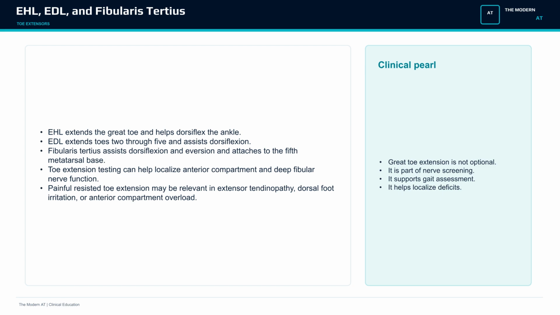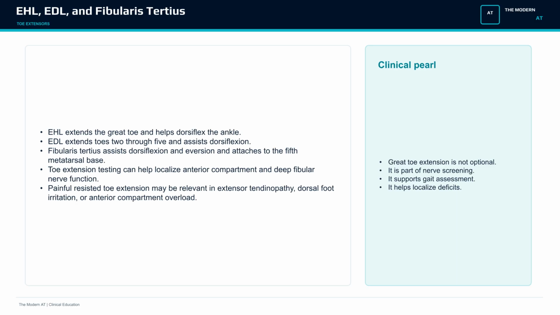EHL, EDL, and fibularis tertius are smaller muscles, but they matter. EHL extends the great toe and helps dorsiflex the ankle. EDL extends toes 2 through 5 and assists dorsiflexion. Fibularis tertius assists dorsiflexion and eversion. These actions are important during gait, foot clearance, and neurologic screening.